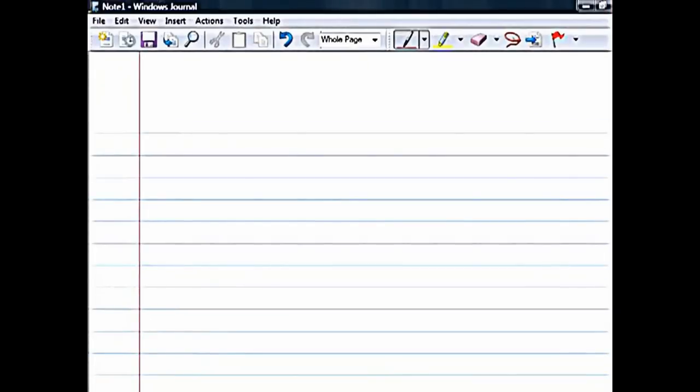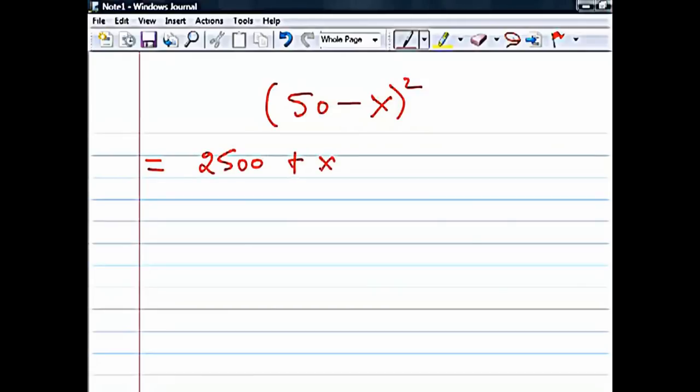With this formula, let's take an example. Suppose we have a number like this: 50 minus x whole square. So x can be 1, 2, 3, or any number. If I derive it, it will be 2500 plus x square minus 100x.